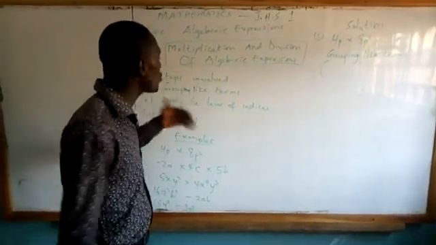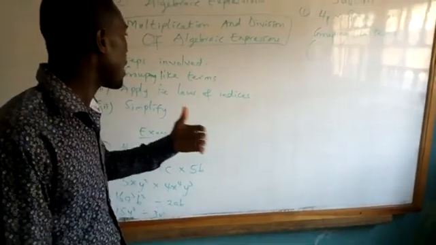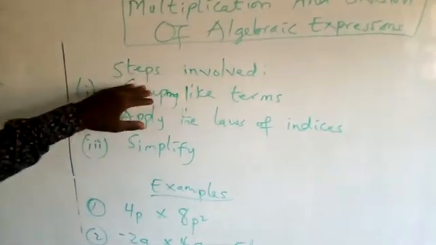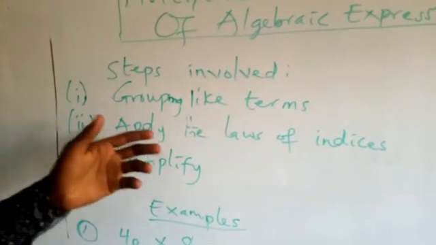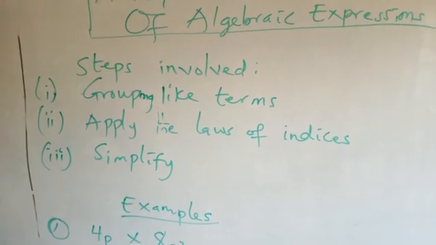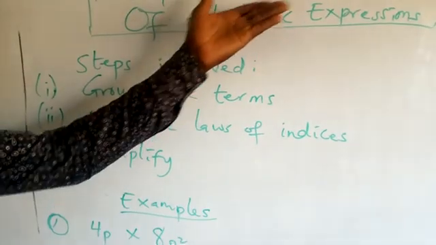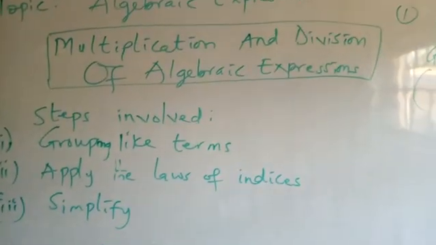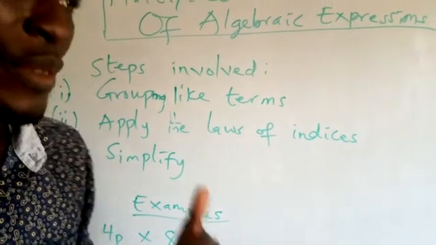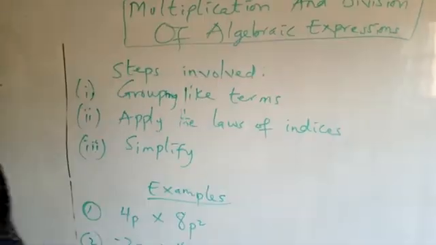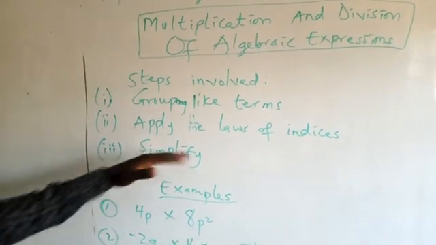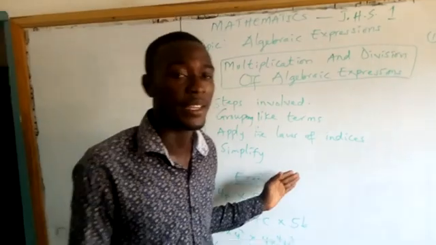Now, how do you go about this? Or how do you multiply or divide? You first have to group like terms. After grouping the like terms, you apply the respective operation, which is the multiplication or division we have at hand. After which you apply the laws of indices, the respective law, be it law 1, law 2, or law 3, as the question demands. After applying the law of indices, you simplify.